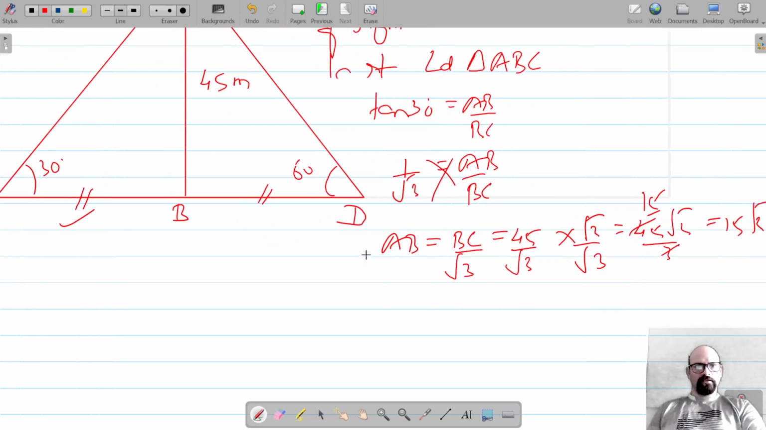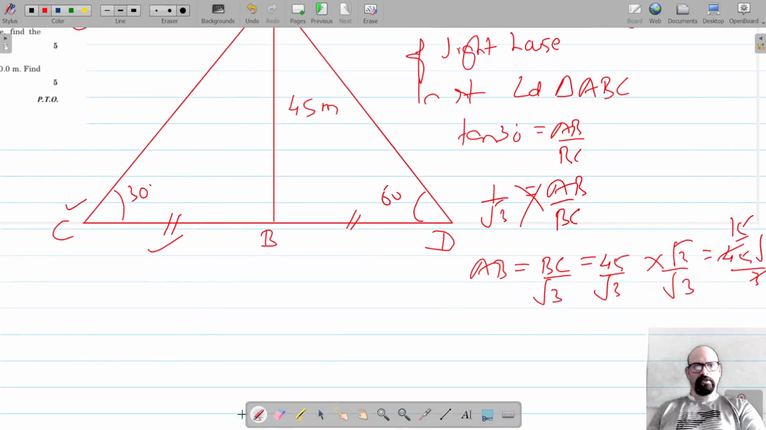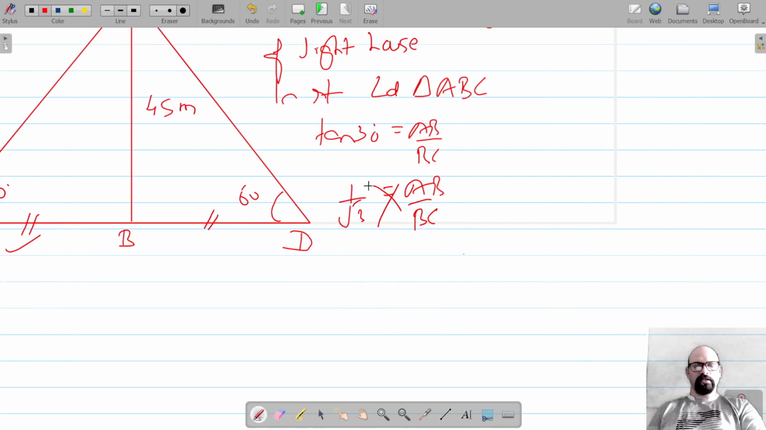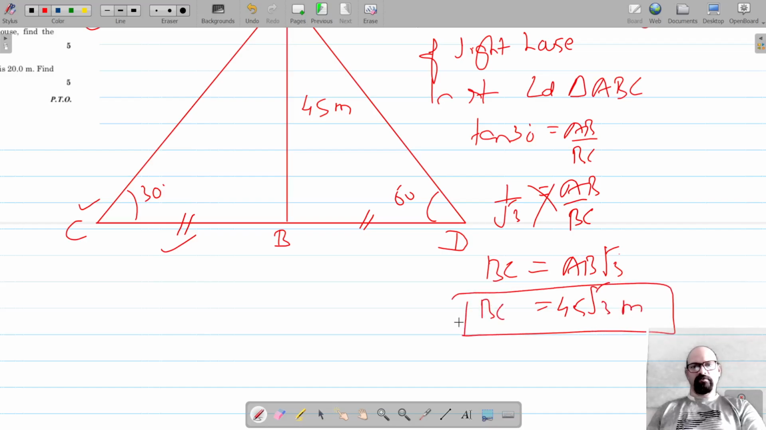Now we have to calculate BC. Sorry. So tan 30 is 1 by root 3, which is AB by BC. If I cross multiply this, I get BC is AB root 3, and AB is 45. So BC is 45 root 3 meters.